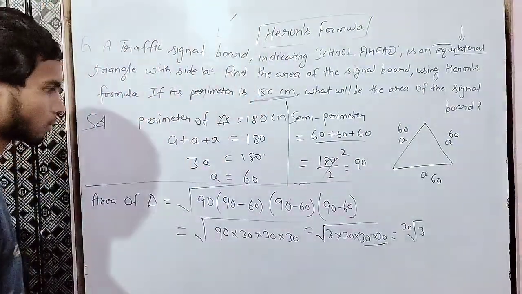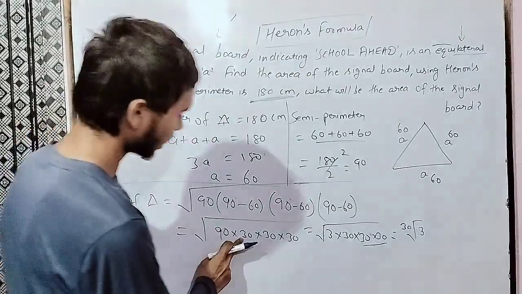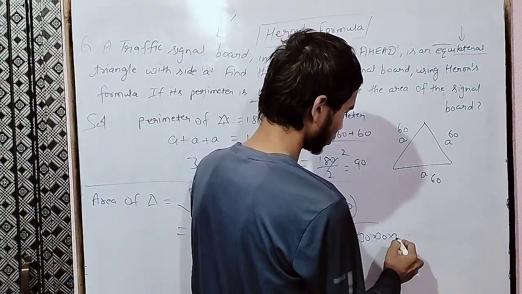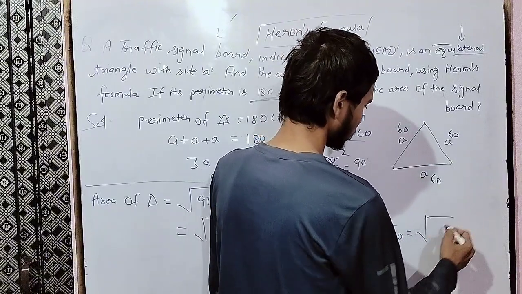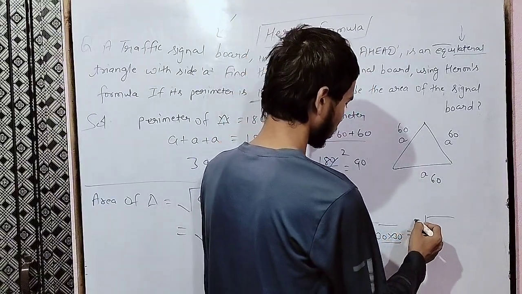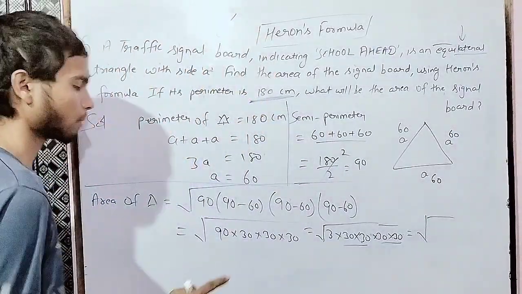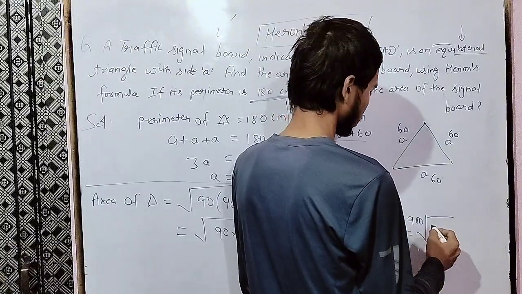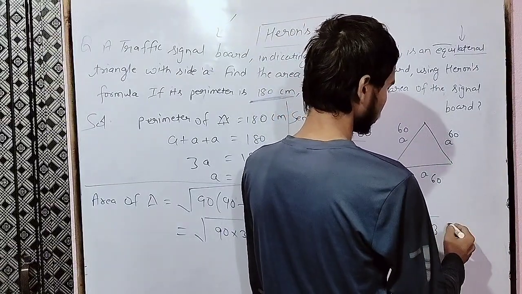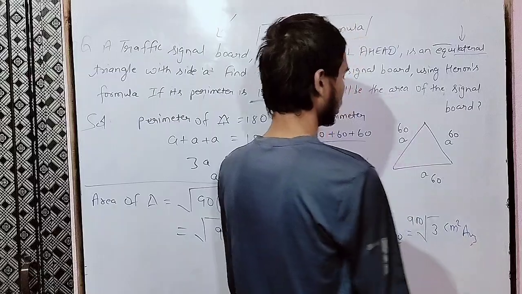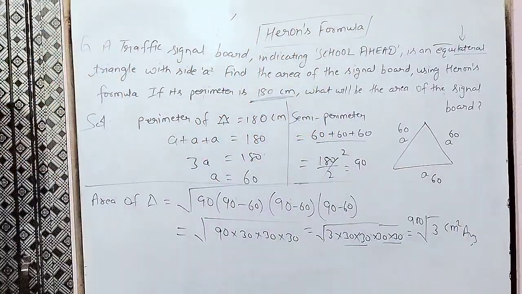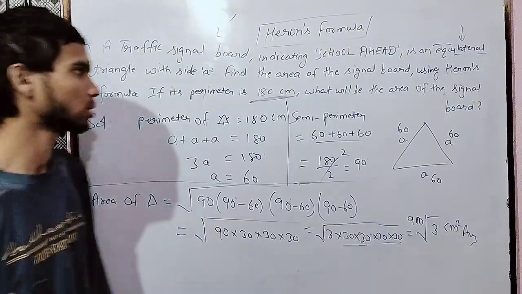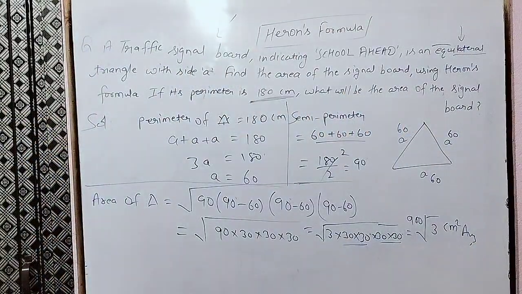What happened? Nothing. You can see I have left this, so this 30 is more. Now this 30, how much? 30. 3 times 3 is 9, 900. So the area is 900 root 3 square centimeter. This is the area of this equilateral triangle. That's how you will solve it by using Heron's formula.